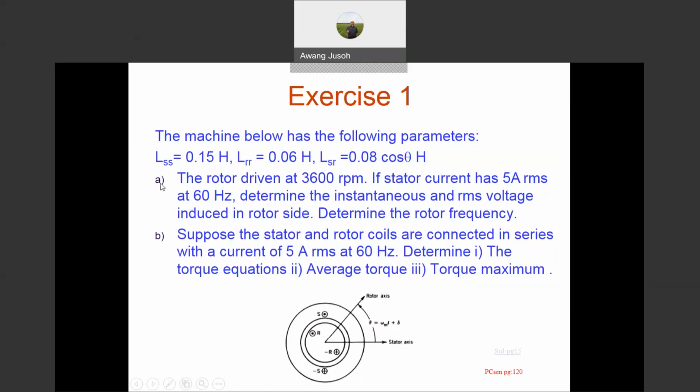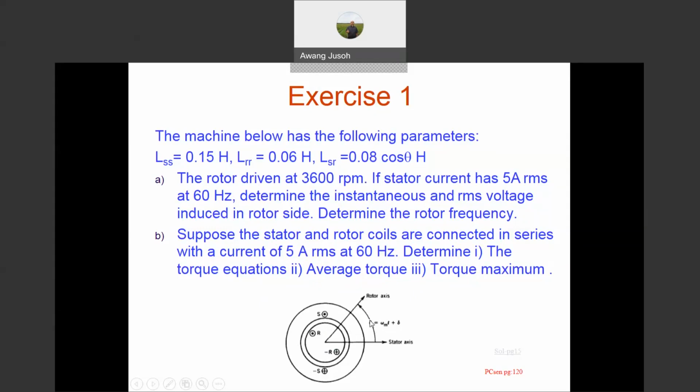Number A, I think we just skip. We just go to number B, because in number B we are going to determine the torque in the system. So suppose the stator and rotor coils are now connected in series. So we have IR and IS connected in series with a value of 5 ampere RMS. That means the RMS value is 5 ampere, so the peak value is square root of 2 multiplied by 5 ampere at frequency 60 Hz. Determine the torque equation generated in this machine, the average torque and also the maximum torque produced.